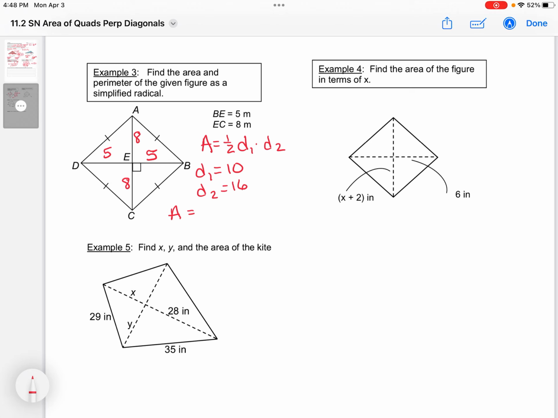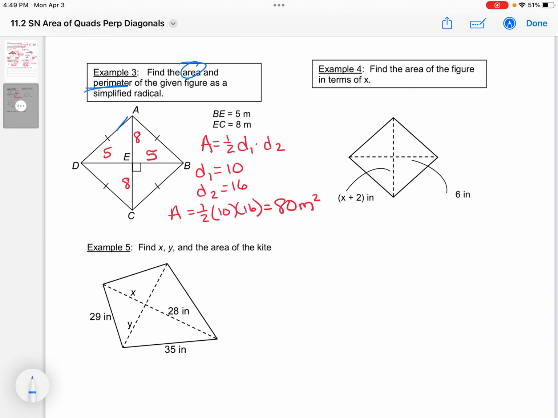So my area is going to be 1/2 times 10 times 16, and that is equal to 80 meters squared. Okay, so if I need to find the perimeter also, I found the area, but I also need to find the perimeter.